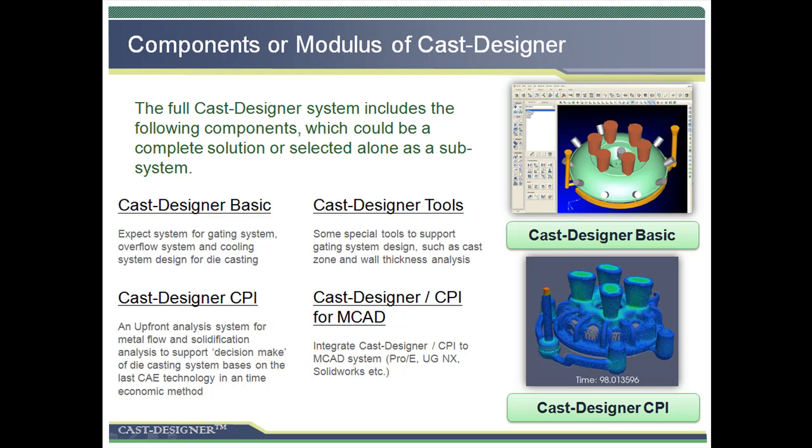The full Cast-Designer system includes several modules, which could be a complete solution, or selected alone as a subsystem. The major modules include, first, Cast-Designer Basic, which is an expert system for riser, feeder, chill, gating system and cooling system design. The second one is Cast-Designer CPI, an upfront analysis system for metal flow and solidification analysis to support decision-making of the casting system, based on the latest CAE technology and a time-economic method.